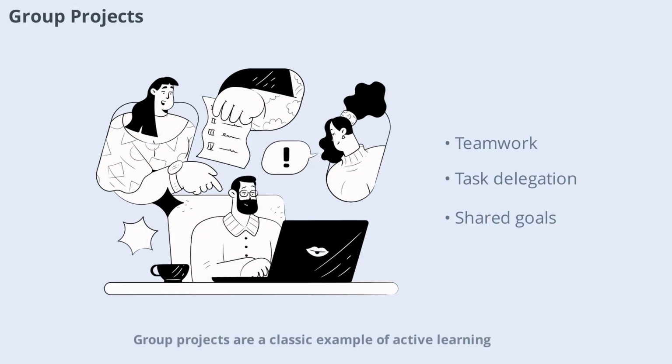Group projects are a classic example of active learning. By working together on a shared goal, students learn to communicate, delegate tasks, and combine their strengths. Group projects foster teamwork and often lead to deeper understanding as everyone brings unique perspectives to the table. While they can be challenging, the skills developed through group work are invaluable for both academic and professional success.